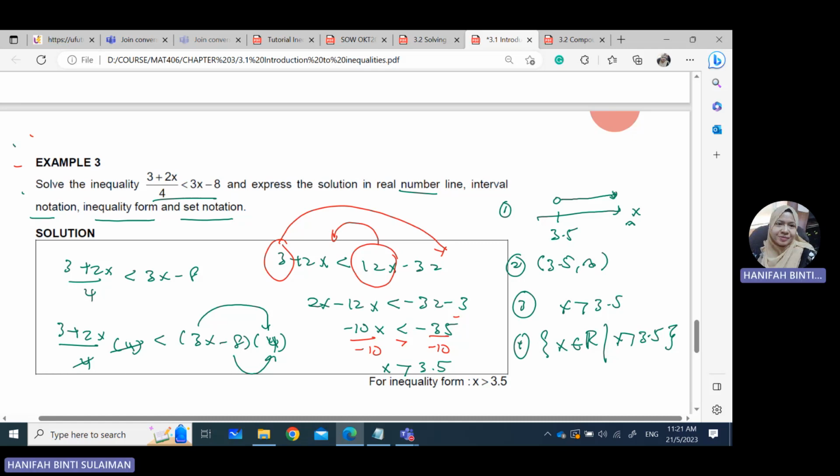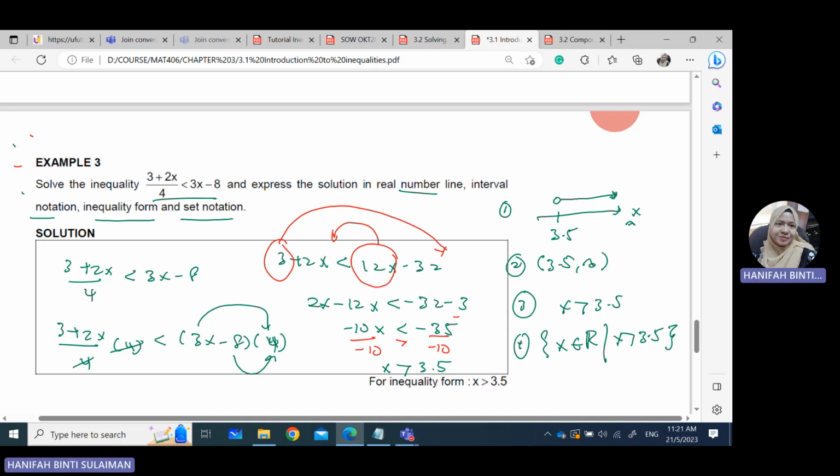Okay? Sebab tu kita kena bahagi dengan negatif 10. Kita bahagi sebelah kanan, sebelah kiri kita bahagikan dengan negatif 10. Sebelah kanan pun kita bahagikan. Sebab kita bahagi dengan negatif 10, maka sign untuk inequality akan berubah. Daripada less than, dia akan change.